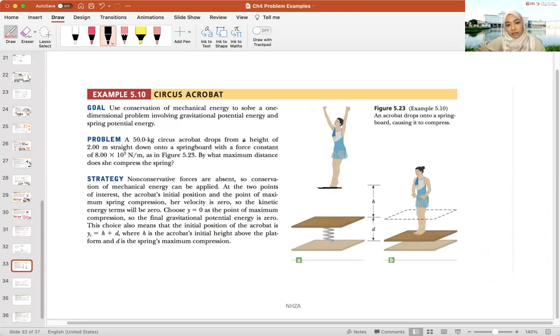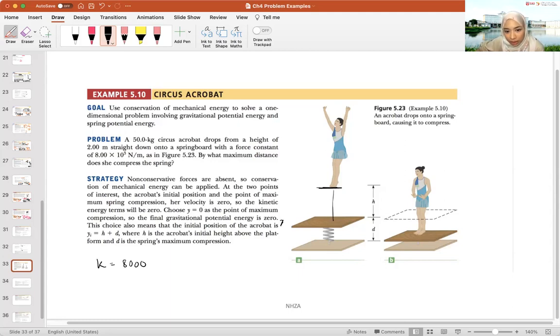Drops from a height of 2 meters straight down onto a springboard with a force constant of, so this spring has spring constant K equals 8,000 Newton per meter. So she drops from a height of 2 meters. By what maximum distance does she compress the spring? So from above, she jumps down by 2 meters, which we know.